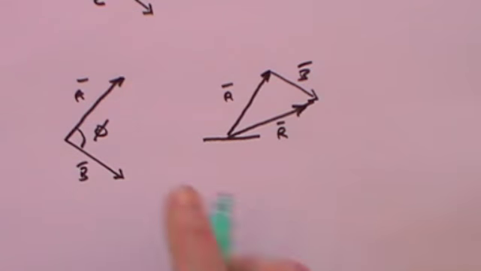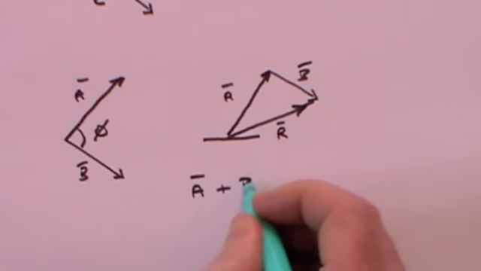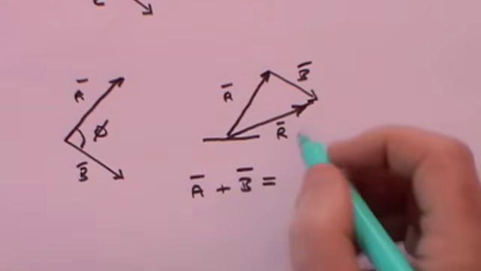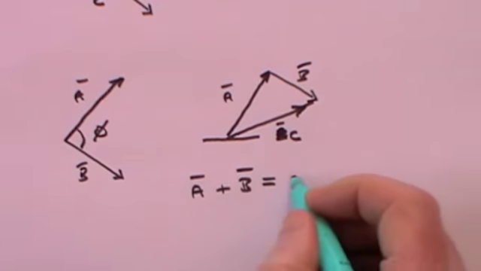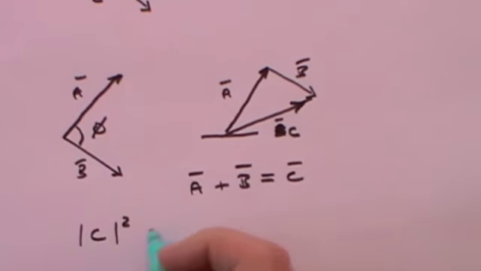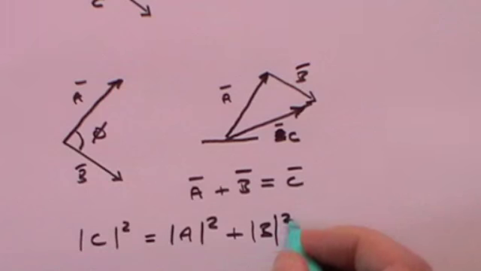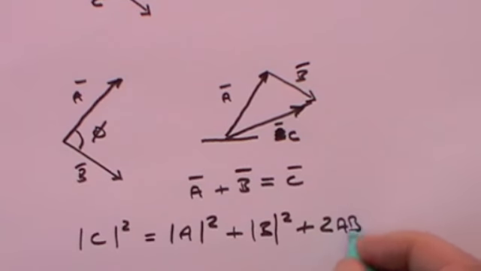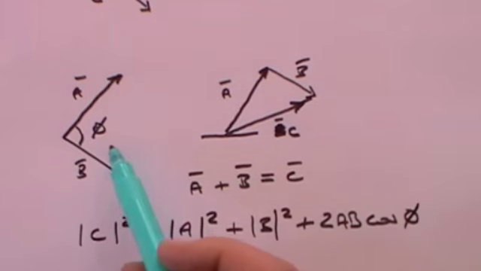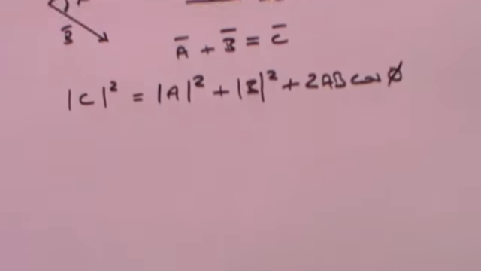But the way we represent the addition of vectors is we say that A plus B equals, well, R in this case. I'm going to change R to C. So we've now got C, which is the resultant vector, is equal to A plus B. And I'm going to show you that the magnitude, that's the length of C squared, is equal to the magnitude of A squared plus the magnitude of B squared plus 2AB times the cosine of the angle between the vectors. Well, let's see how I could show that.